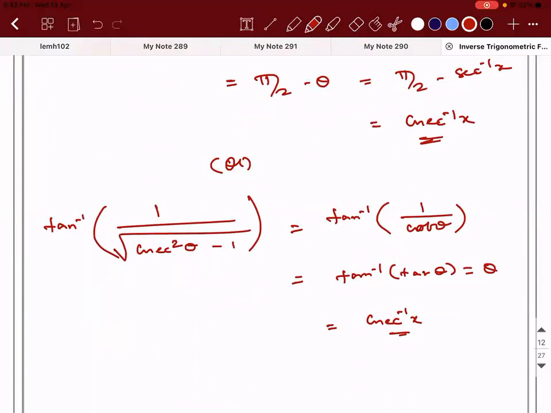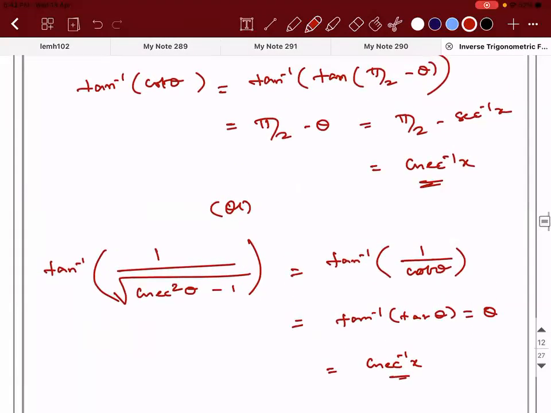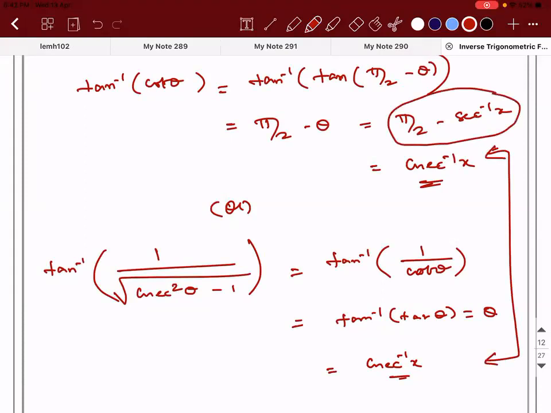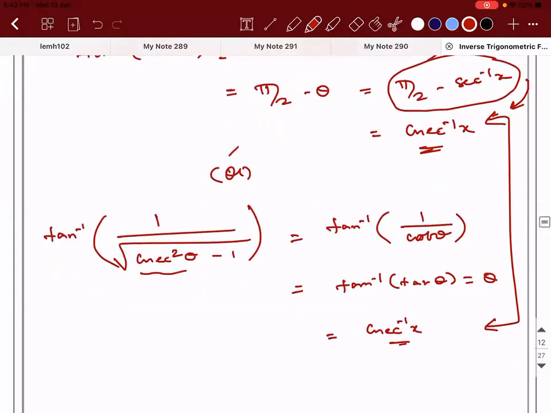You can stop at pi by 2 minus theta. But I wanted both the answers to be the same. If I stop there, I'll get pi by 2 minus secant inverse 6. If you don't know the property that pi by 2 minus secant inverse x means cosecant inverse x, you will start substituting cosecant theta, and then you will get the answer as cosecant inverse x.